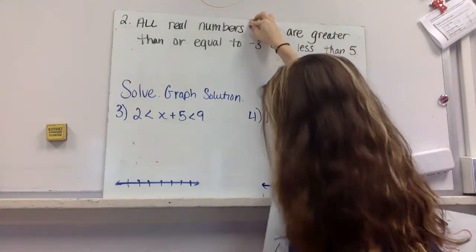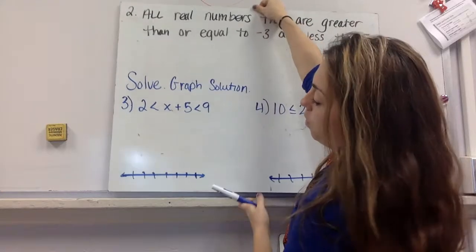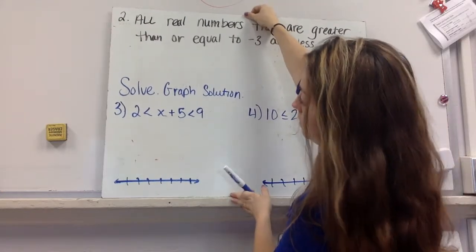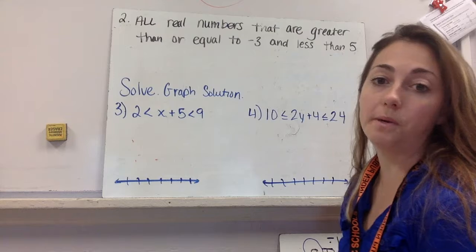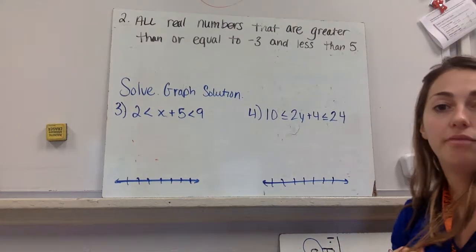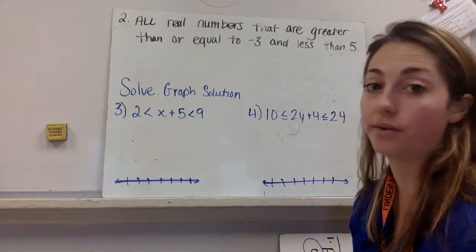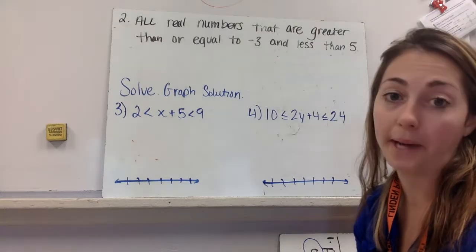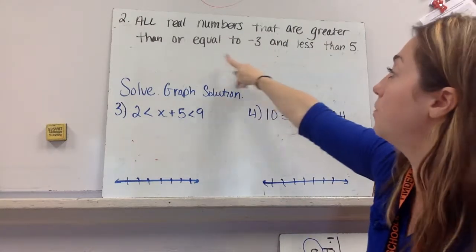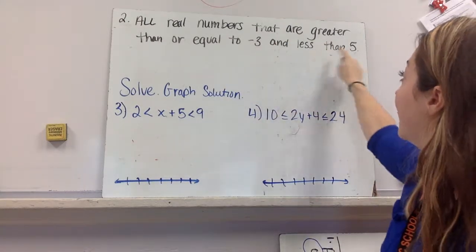I've got all real numbers up here. Number 2, all real numbers that are greater than or equal to -3 and less than 5. Try this one, pause the video and then hit play. All real numbers that are greater than or equal to -3 and less than 5.